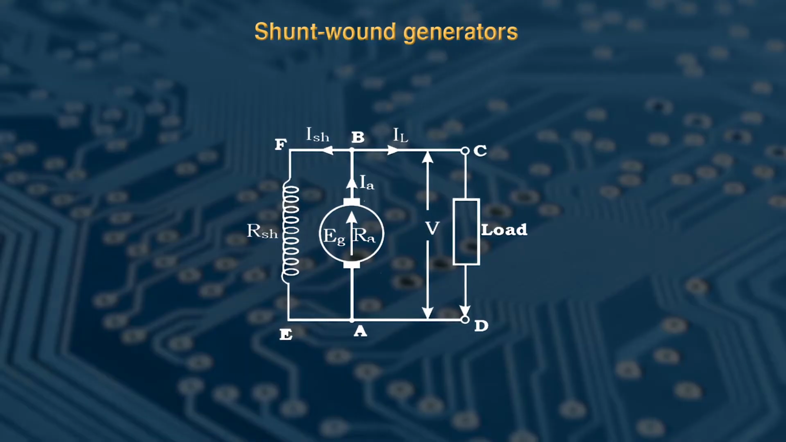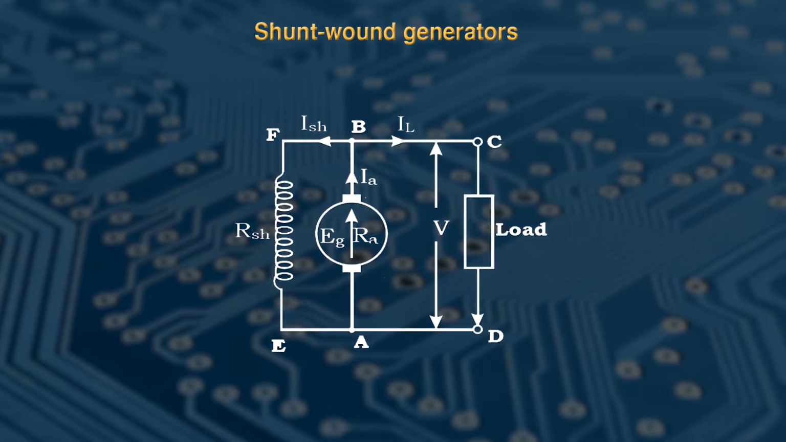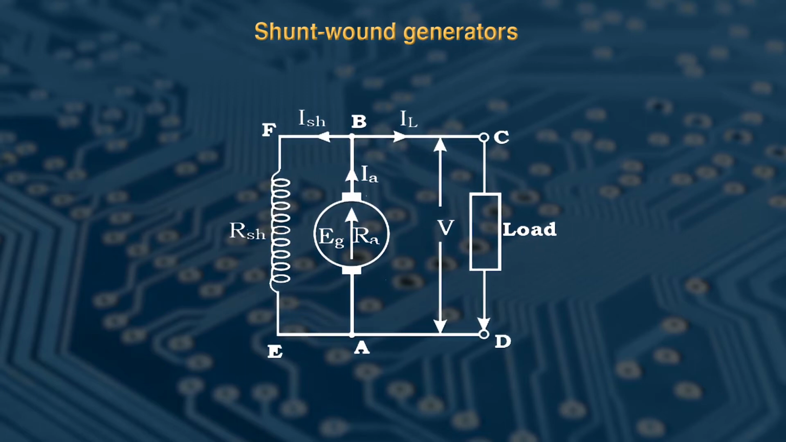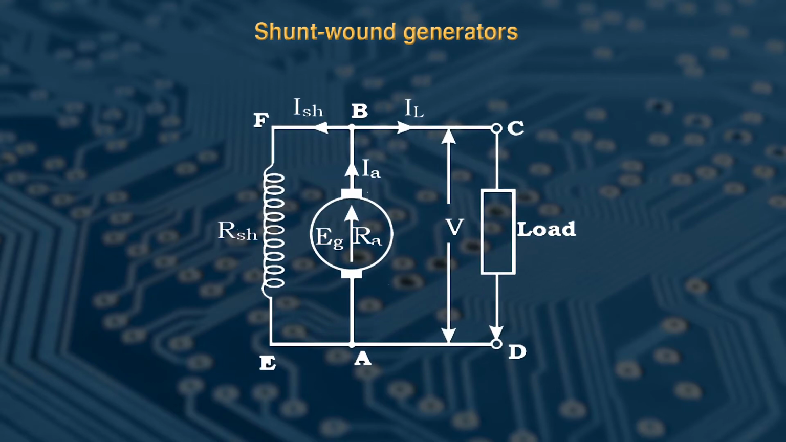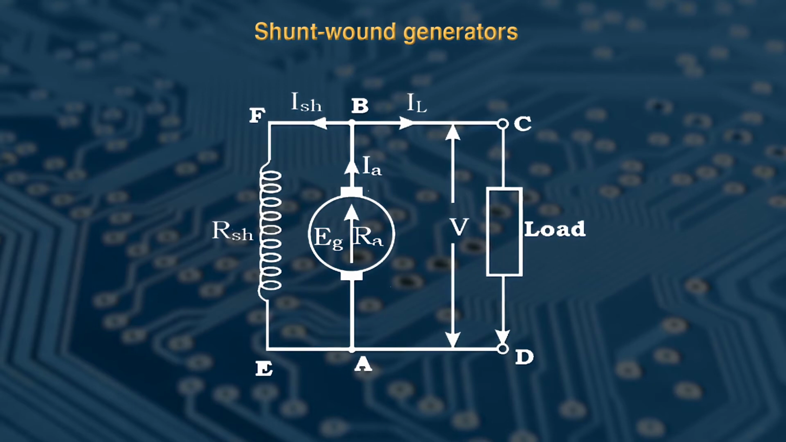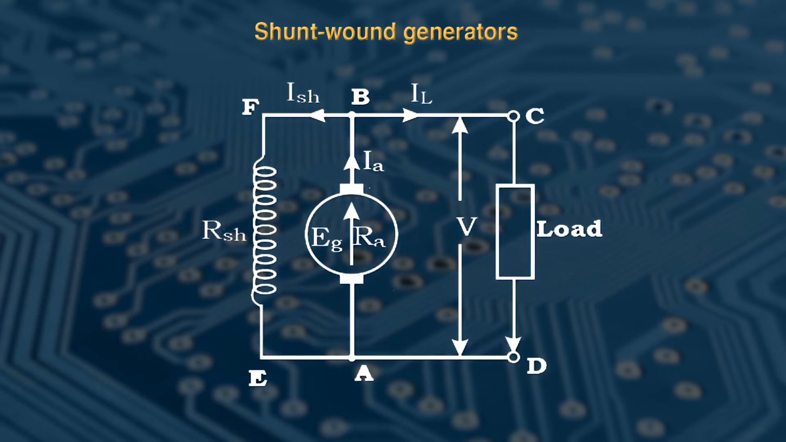First one is the shunt wound generator. In this generator, the field winding is connected across the armature winding, forming a parallel or shunt circuit. Therefore, full terminal voltage is applied across the field winding. A very small current, that is the shunt current, flows through it because this winding has many turns of fine wire having very high resistance, of the order of around 100 ohm.